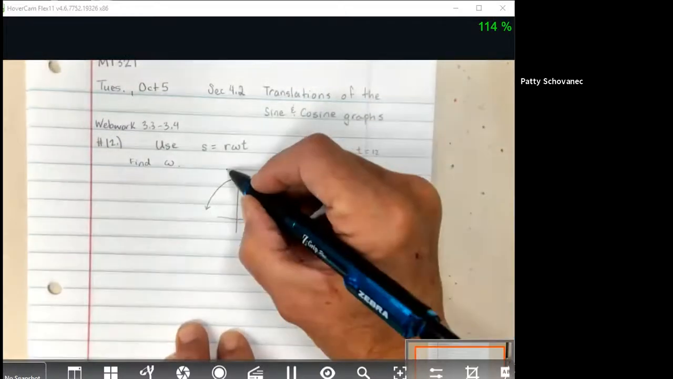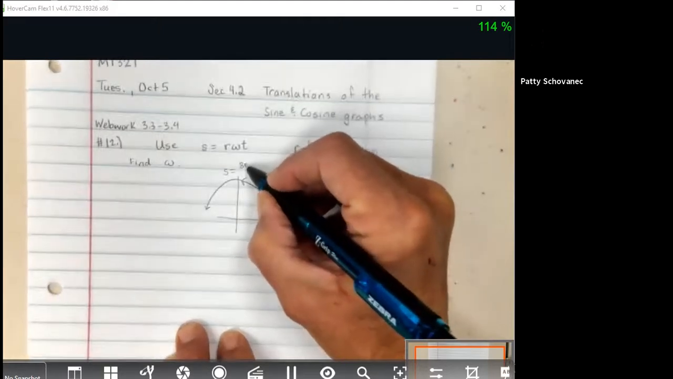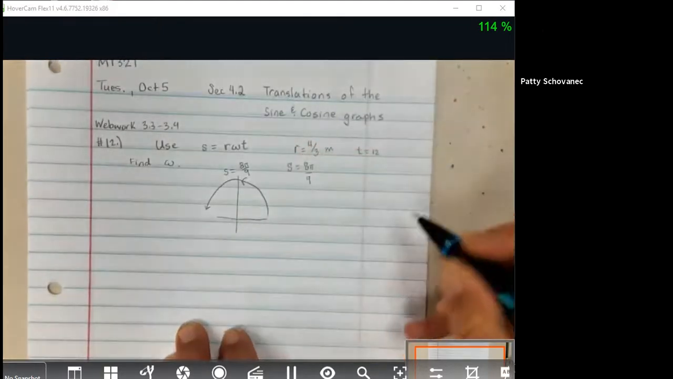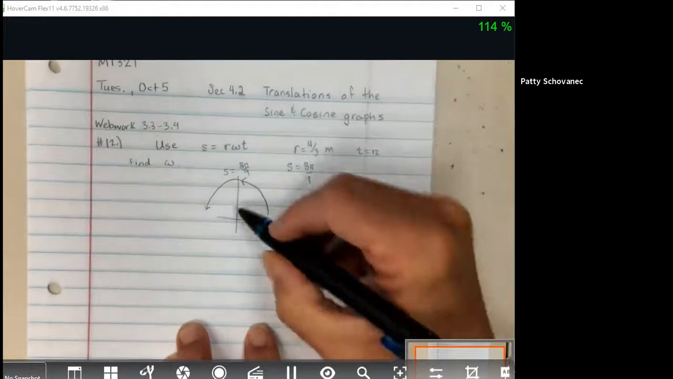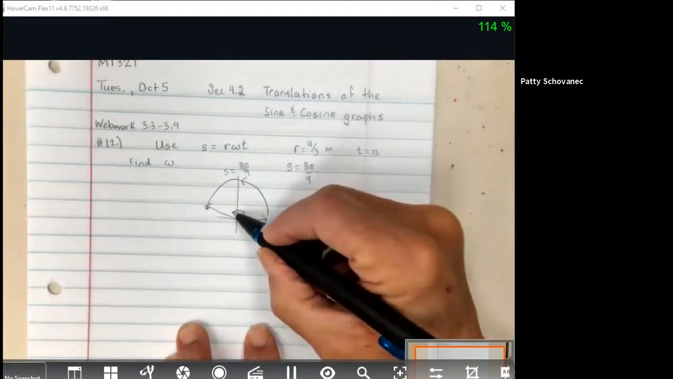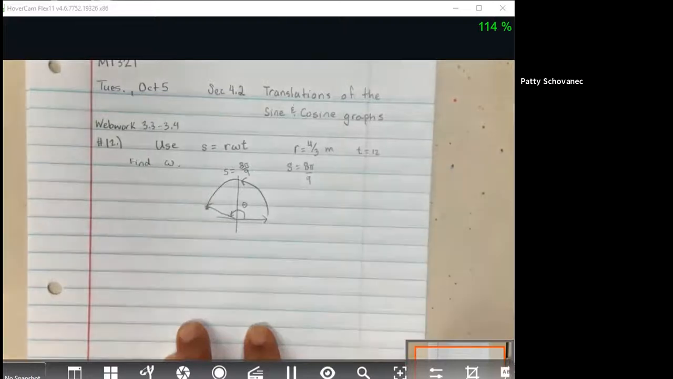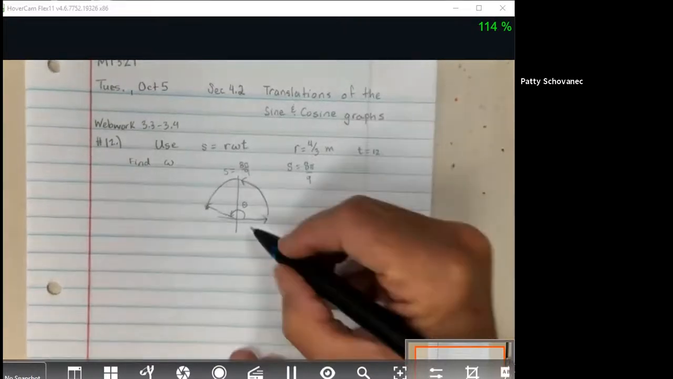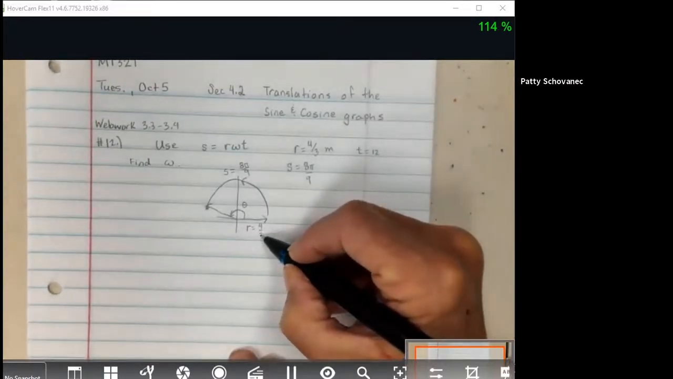So there's our S, and some angle starts out here and then traces to here. That's going to be the angle theta, which we're not given, but we are given that the radius is 4/3 meters.